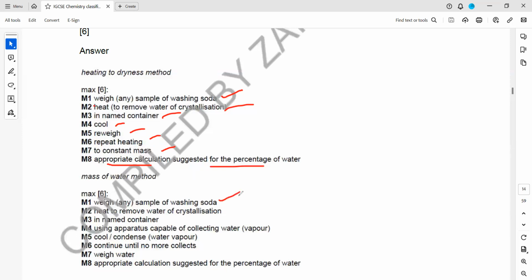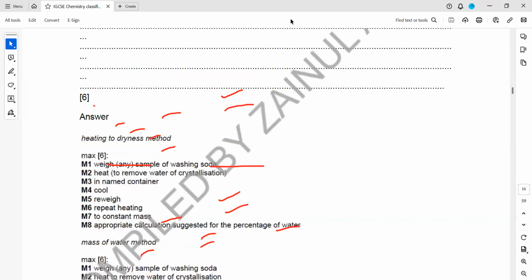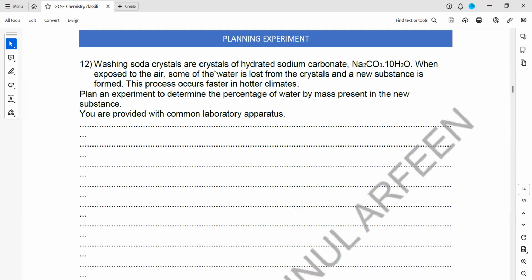Or weigh a sample of washing soda. We heat to remove the water of crystallization. We use a crucible, using an apparatus capable of collecting the water vapor. Then we cool and condense, and we continue until no more is collected. And at the last, we weigh the water which is given off. That's like using a condenser, a Liebig condenser. So first we supply the heat energy, we convert into a new substance, and then from this new substance, we condense the water and collect the water which is given off.